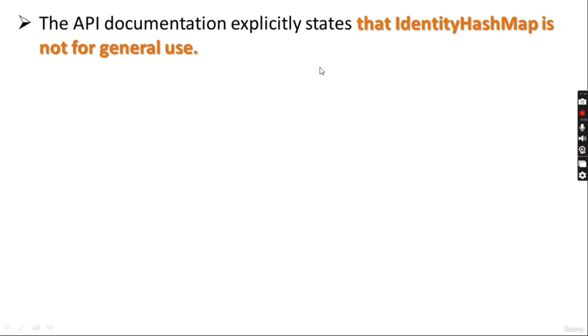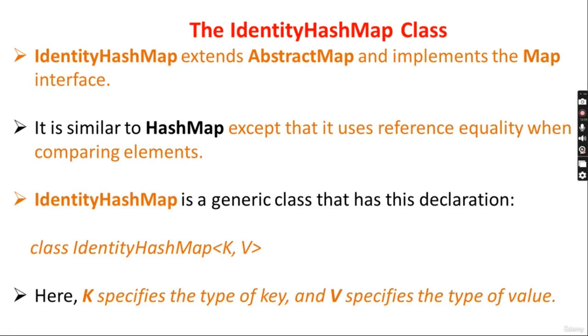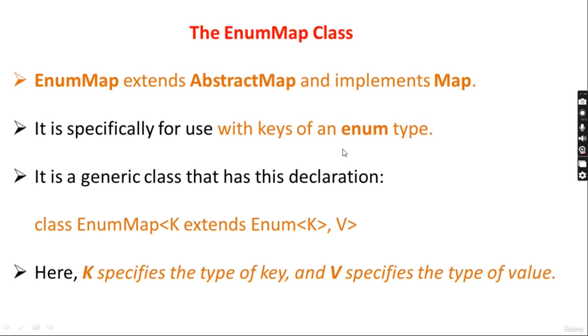API documentation explicitly states that IdentityHashMap is not for general use. Okay, so generally this class is not used, so you don't have to worry. But in case you have a question related to this class, what will you say? It is similar to HashMap, except that it uses reference equality when comparing elements.